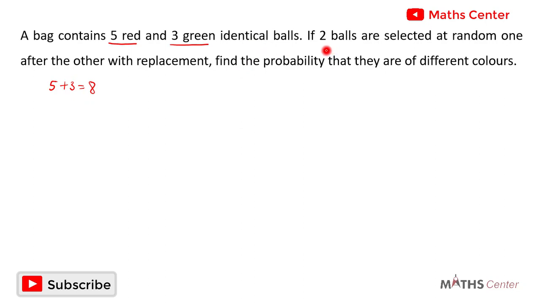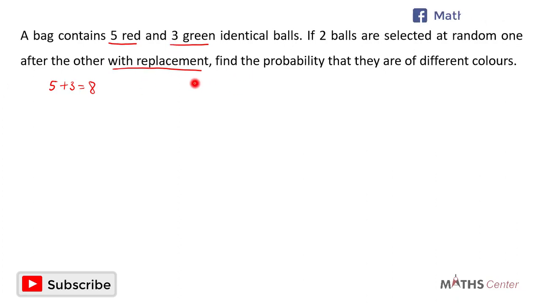The question tells us that 2 balls are selected at random, one after the other, with replacement. That means that after selecting the first ball, we will drop it back into the bag and then we will select the second ball. So at every instance, the number of balls in the bag will be 8, because after selecting the first ball, we will drop it back into the bag and then we will select the second ball.